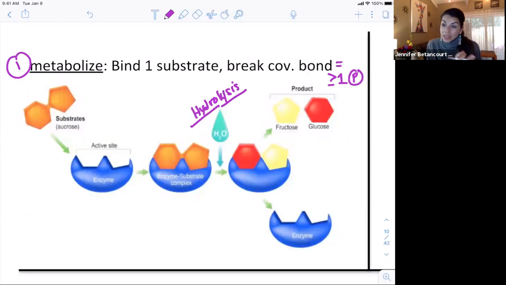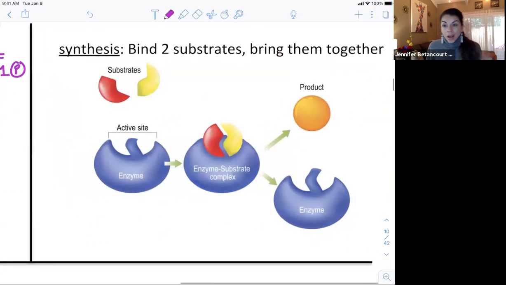So essentially this is also called metabolizing. You're metabolizing that sucrose, okay? The opposite of metabolizing, so instead of breaking something down, you're putting something together. And so some enzymes do bind two substrates at a time. So here are two substrates. I don't want to circle it because I don't want you to think that's the second type. So here's just two substrates, number 1 and number 2.